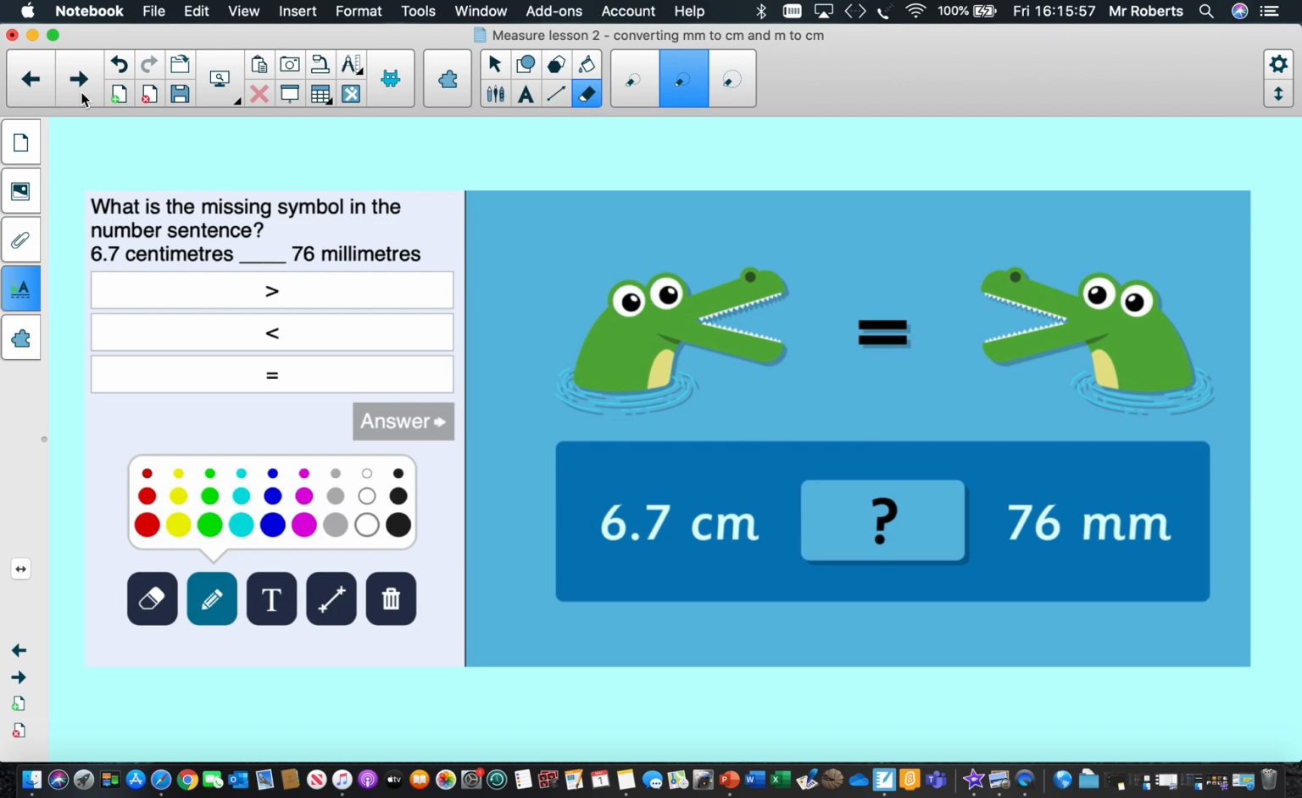Okay, let's have a look at the next one. We're using the greater than, less than, and equal symbols. We need to choose which symbol needs to go where the question mark is.